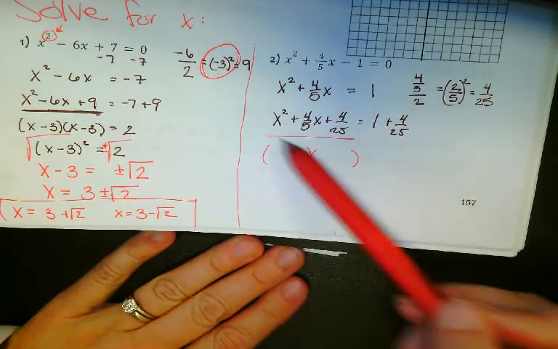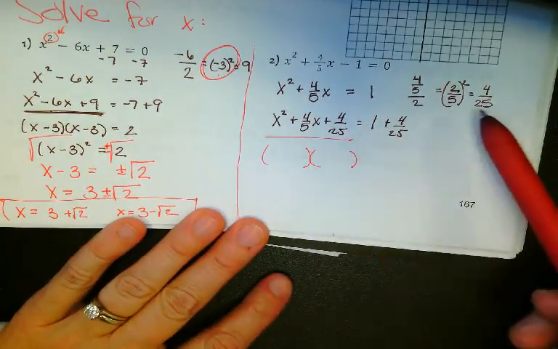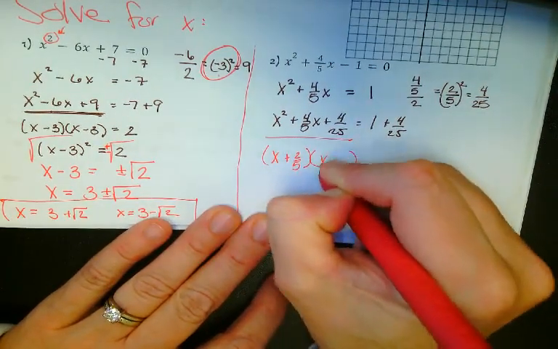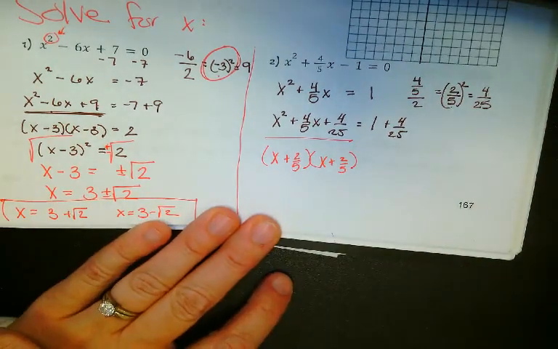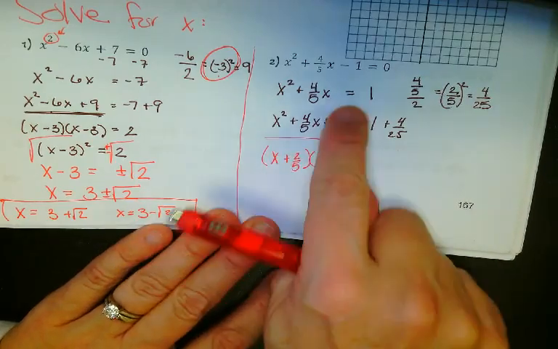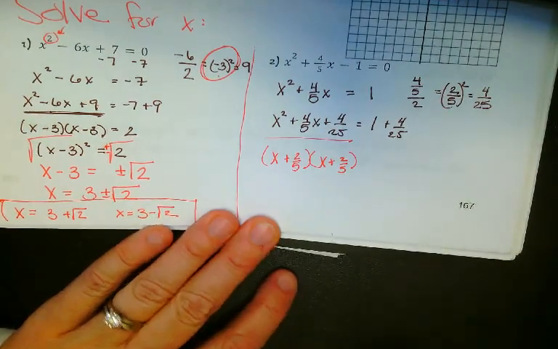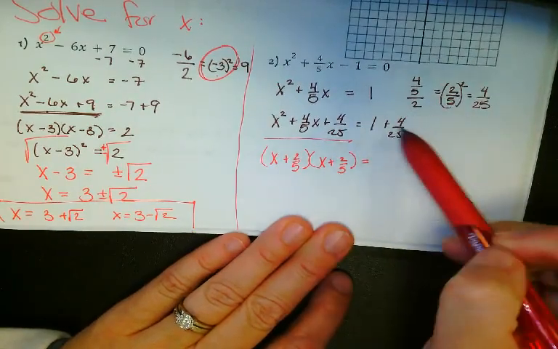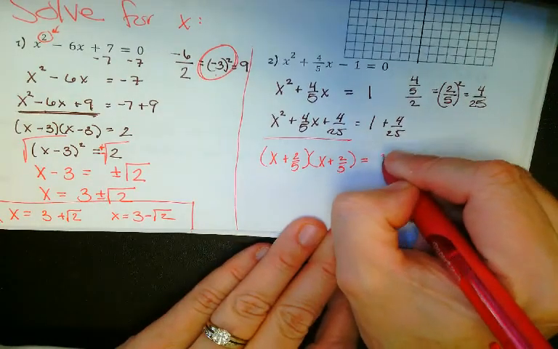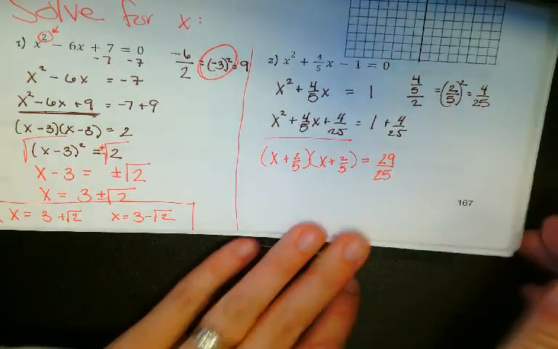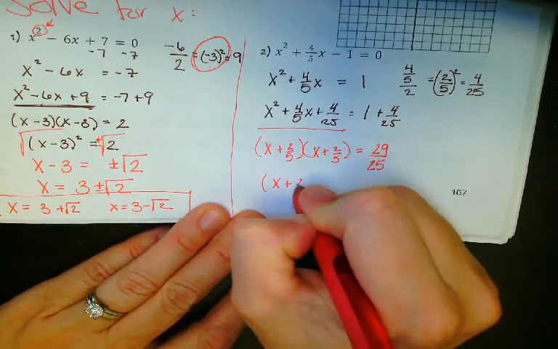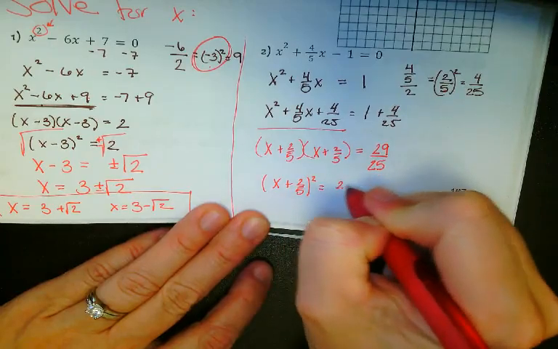So if this looks intimidating, you just have to say, who did you square? 2/5. So this should be x plus 2/5 and x plus 2/5. If you don't trust it, do the math. 2/5 plus 2/5 adds to 4/5. 2 times 2 is 4. 5 times 5 is 25. It should work out every time. It's always the number you squared. This, if you can't add in your head, add in your calculator. 1 plus 4/25 should be 29/25. Then I'm going to write this as the quantity squared. X plus 2/5 squared equals 29/25.